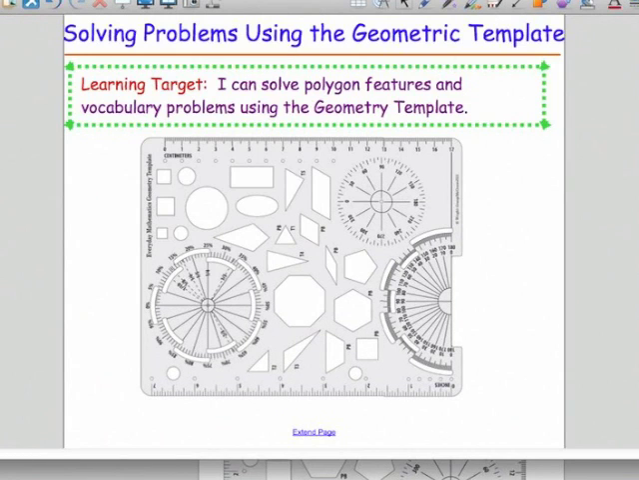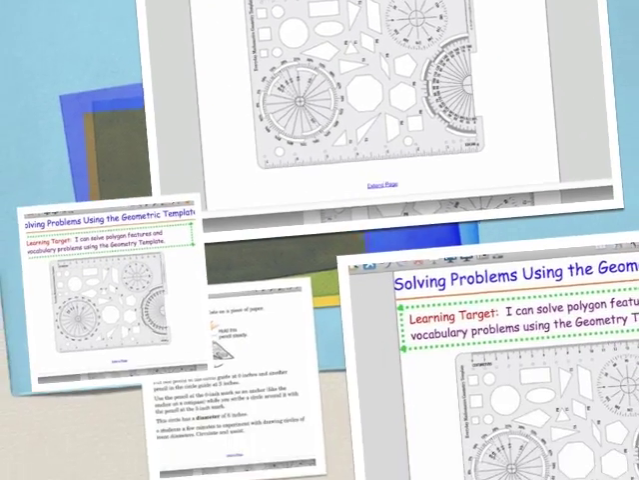All right, moving on. Today, boys and girls, your lesson is all about solving problems using your geometry template. Your learning target is I can solve polygon, features, and vocabulary problems using the geometry template. So all you'll need today is your geometry template and a pencil.